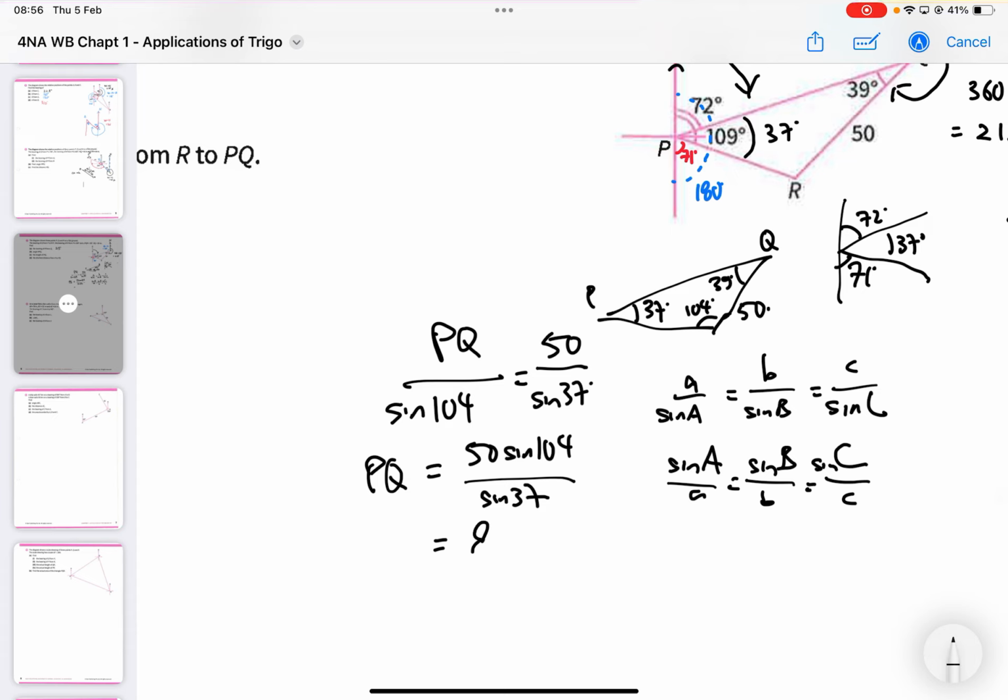80.614. Then if we round off to 3 significant figures, it is 80.6 meters.